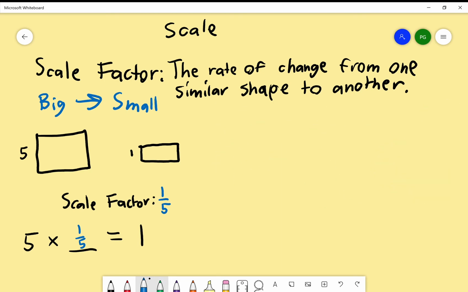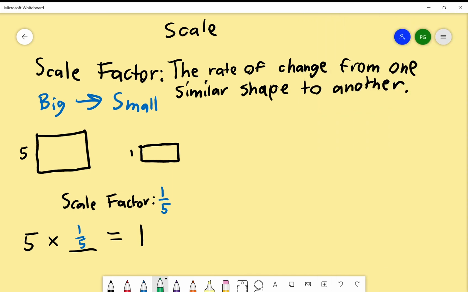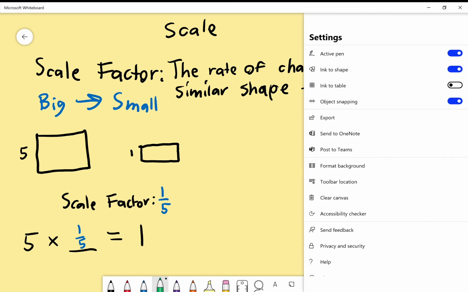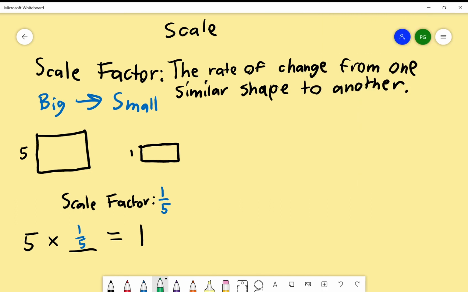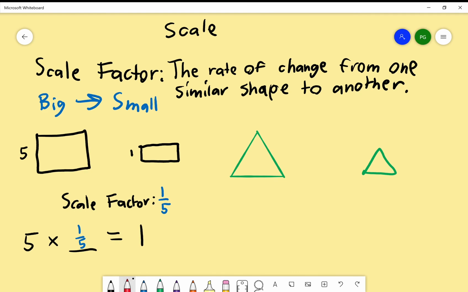Let's say for this one, I am giving you a triangle and then a smaller triangle. Okay, so for this, let's say that I tell you that the right-hand side of the triangle has a length of 12, yeah? And the smaller triangle, the same corresponding side length would be 2.